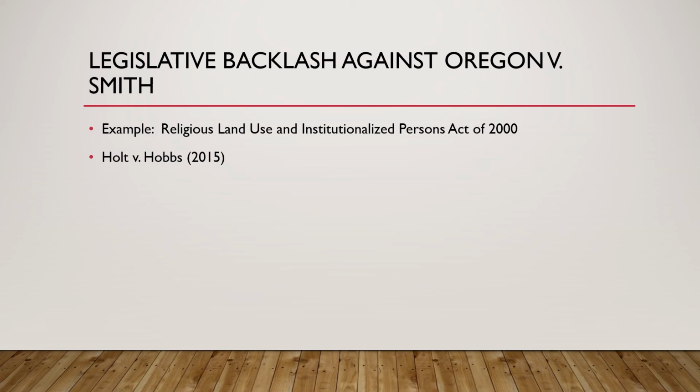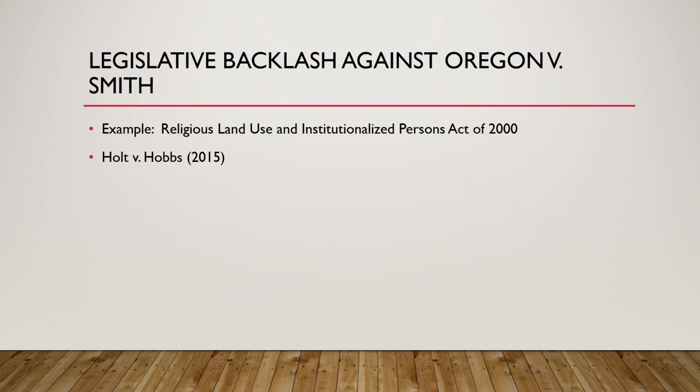And in some cases, that means people's religious practices get accommodated in ways that the government might not have had to accommodate under the Oregon versus Smith standard. They're going back to this Wisconsin versus Yoder, Sherbert versus Verner standard. I'll give you an example. There's a case from 2015 called Holt versus Hobbs.